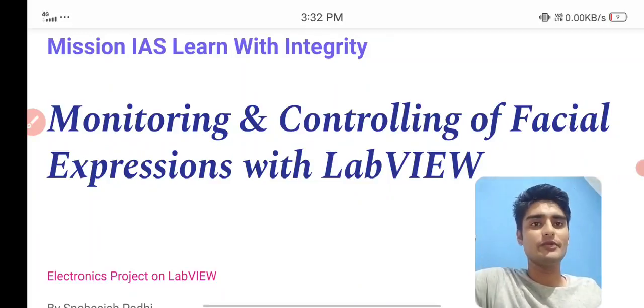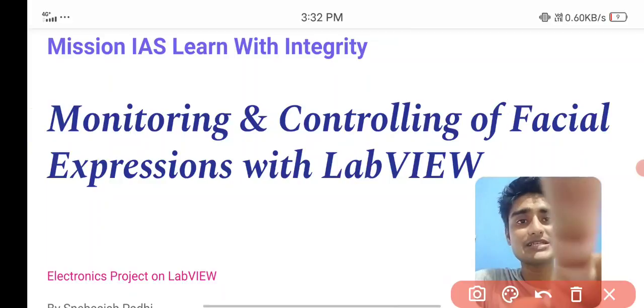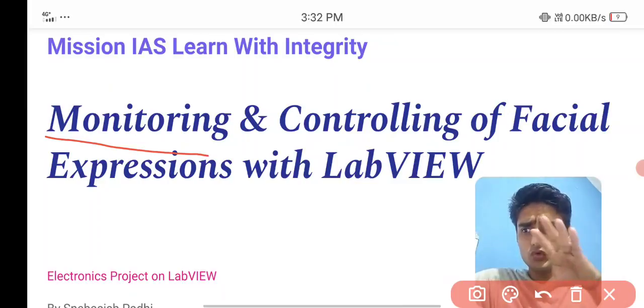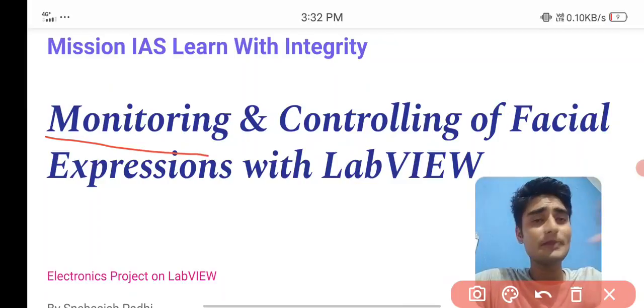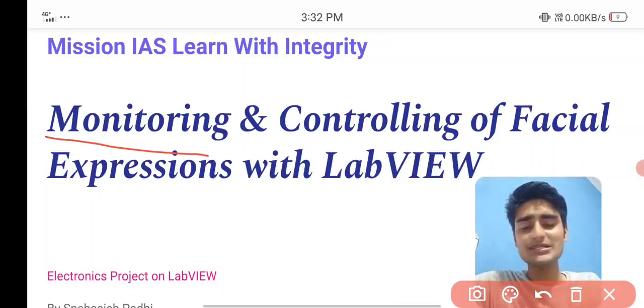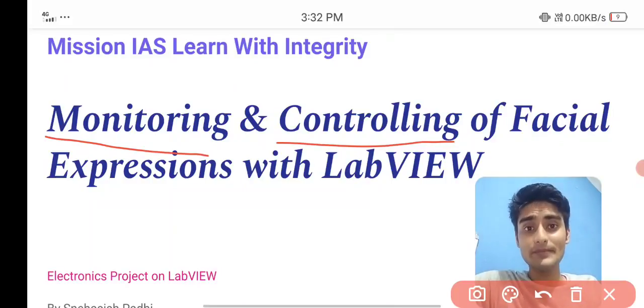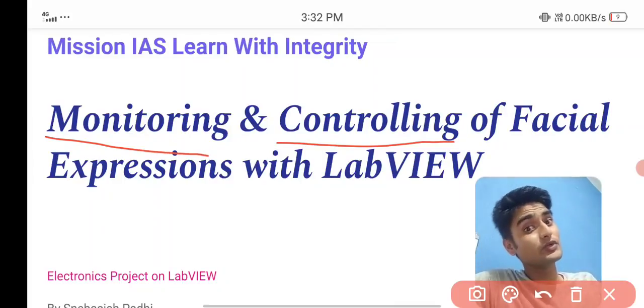What is all about monitoring and controlling of facial expression with LabVIEW? Whenever we discuss the word monitoring, what is it about? Monitoring means to analyze or detect each and every person. Then why do we have controlling? It means we are controlling the facial expression of a person, right? So it usually analyzes that.